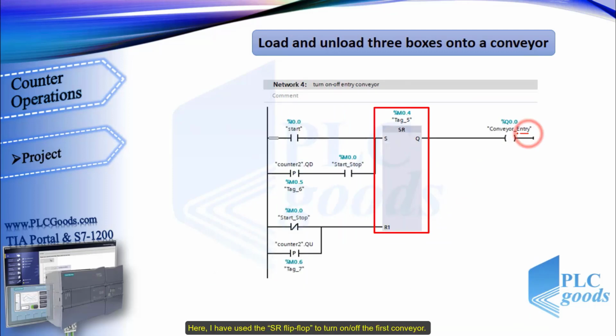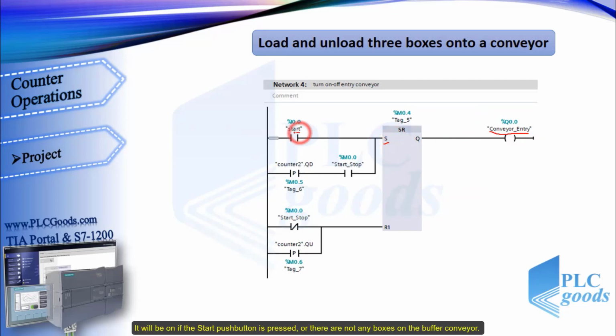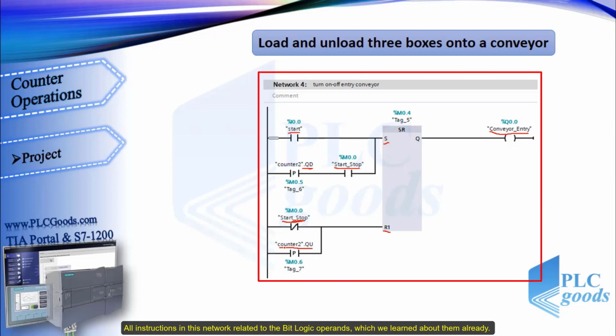Here I have used the SR flip-flop to turn on/off the first conveyor. It will be on if the start push button is pressed or there are not any boxes on the buffer conveyor. Pay attention, I don't want to turn on this conveyor when the stop memory is off. The entry conveyor will be off if the stop push button is pressed or we have 3 boxes on the buffer conveyor. All instructions in this network are related to the bit logic operands, which we learned about already.